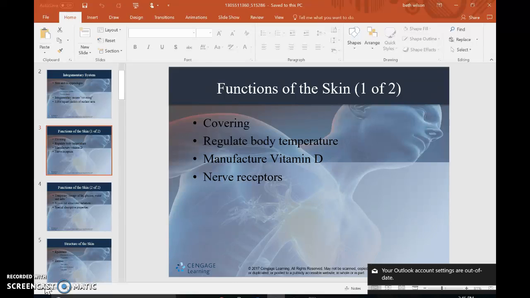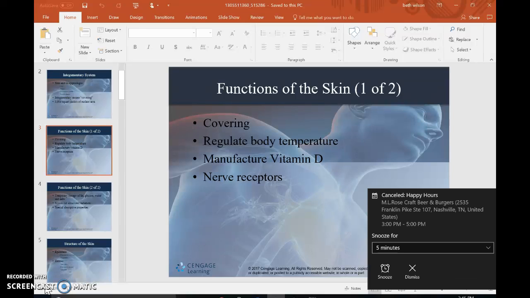Vitamin D. So your skin manufactures vitamin D. The ultraviolet light on the skin is necessary for the first stages of that formation to happen. So the skin does that. Skin is a site for nerve endings. Obviously, we should know that. Our skin is very receptive. If you barely, lightly run a fingertip across your forearm, you can very much feel that.